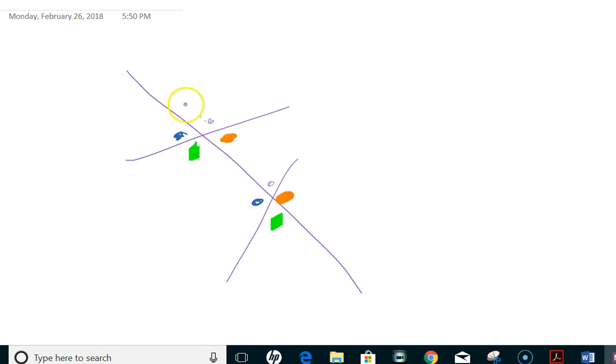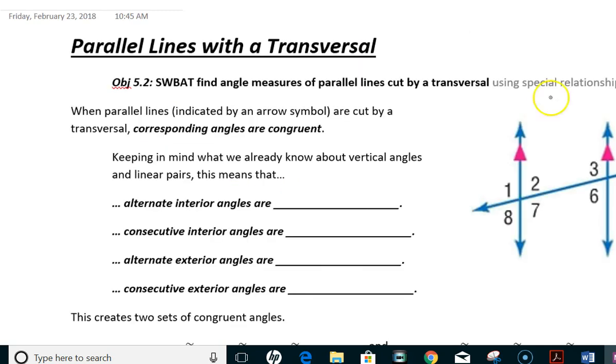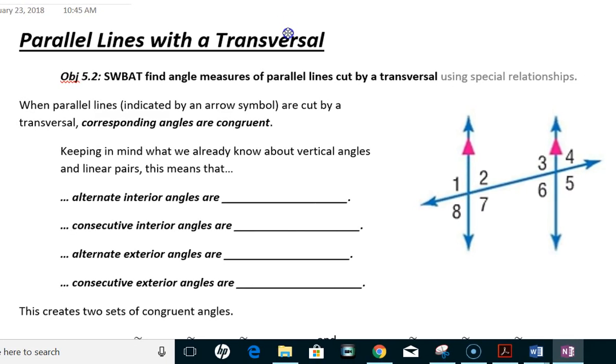Sometimes if the lines are intersecting the transversal at different angles, you get a big angle corresponding with a small angle. Here's a smaller angle corresponding with the bigger angle. It all depends on the angle of the lines as they intersect with the transversal. So what we're going to look at now is a special case, and that's when the lines that are cut by a transversal are parallel.